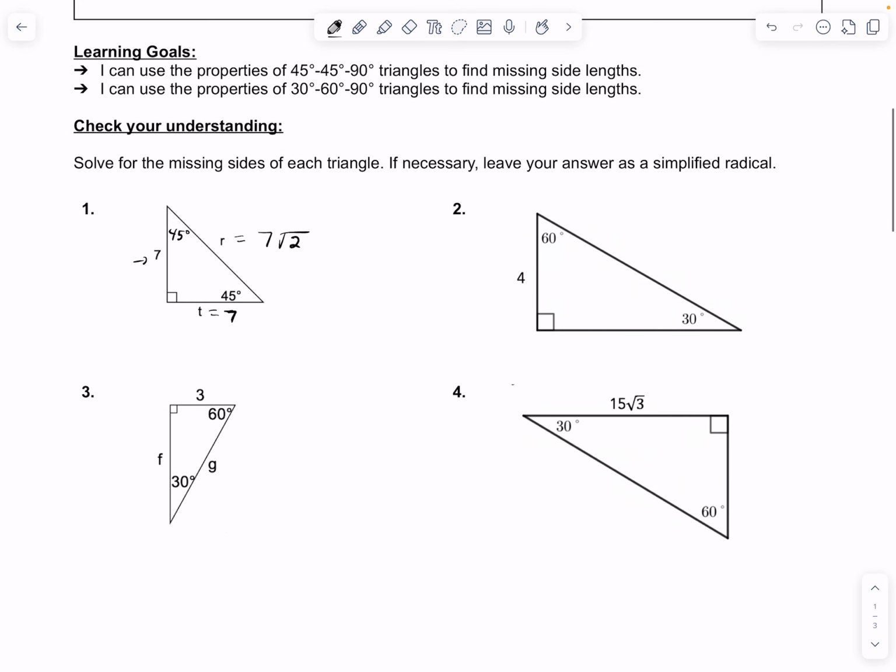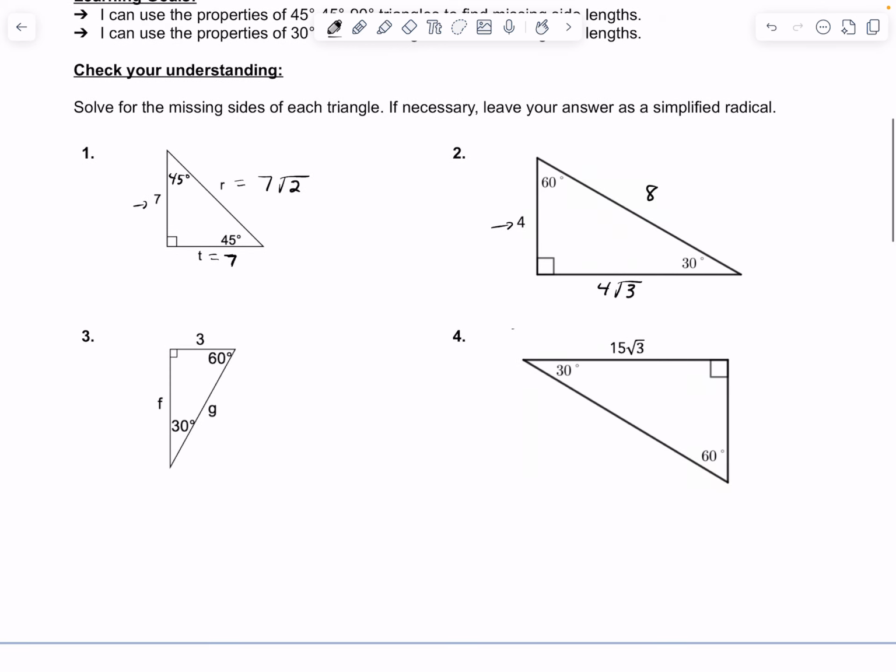Let's do number 2. So these are 30, 60, 90. They're giving us the side right across from the 30 degree angle. So I go to the hypotenuse first, right? The hypotenuse over here is going to be double that, or 8. And the side length that is across from the 60 degree angle is your smallest side times the square root of 3. Okay?